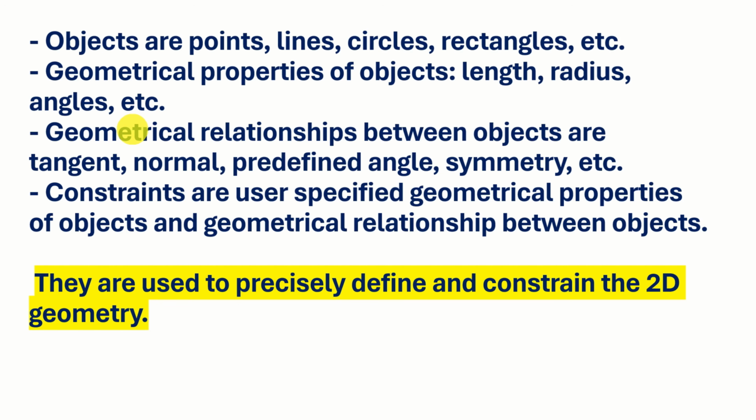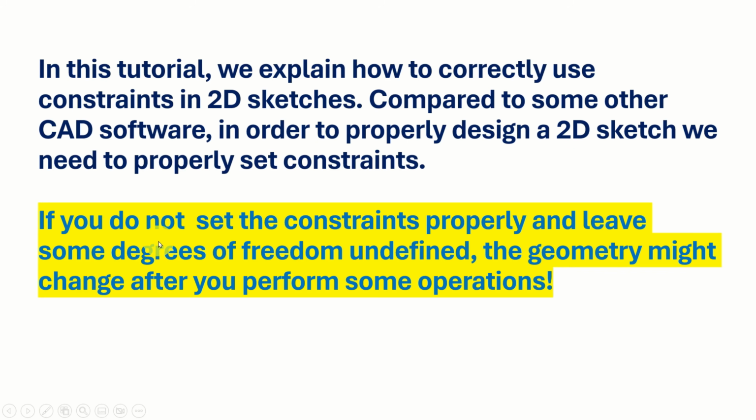Finally, we can define constraints. Constraints are user-specified geometrical properties of objects and geometrical relationships between objects, and this is very important. Constraints are used to precisely define and constrain the 2D geometry. In this tutorial, we explain how to correctly use constraints in 2D sketches.